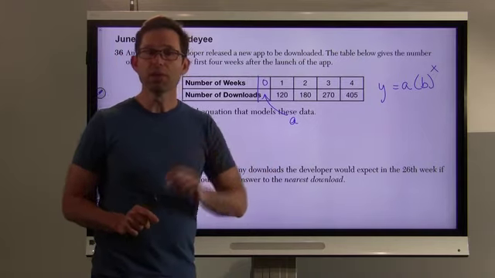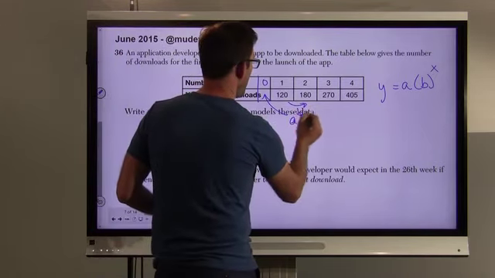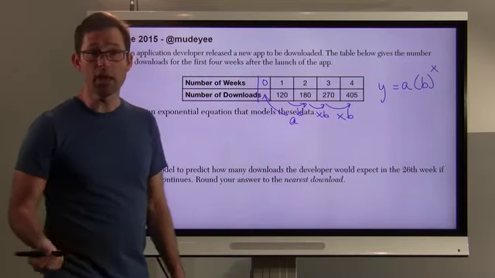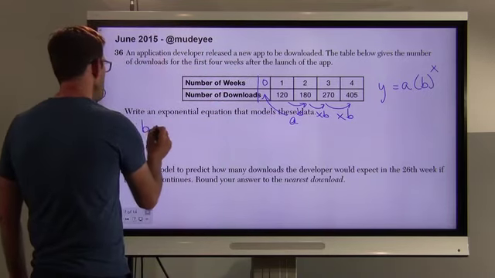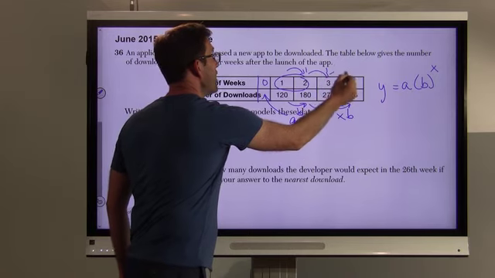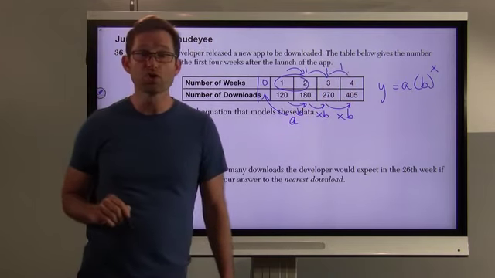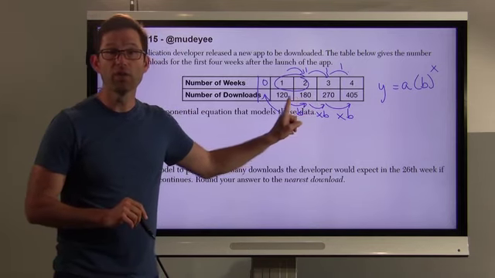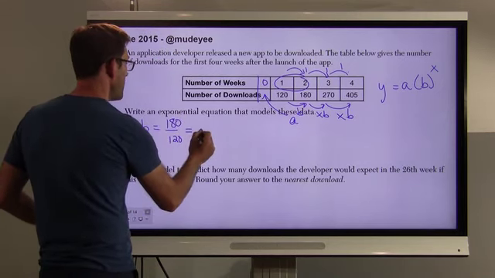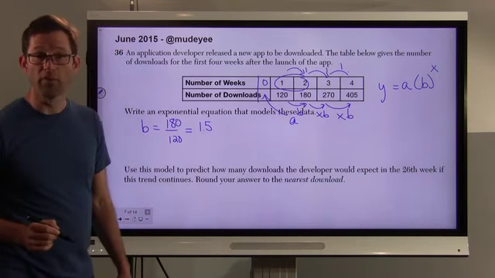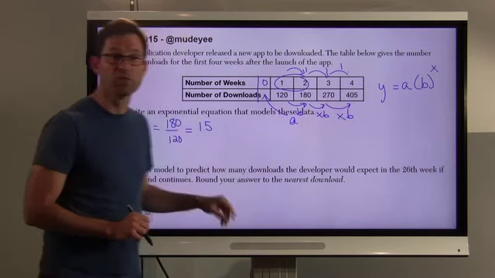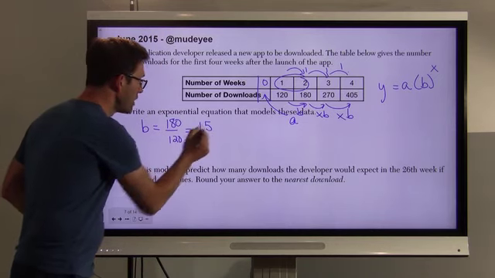Let's worry about B. B is what we have to multiply by each time to get the next output. The easy way of finding B, and it really is easy, with an exponential table that goes up by ones, notice those x values are just different by 1 unit each time, all you have to do is do one y value divided by the previous one. So you just have to do 180 divided by 120. And what you find is B is 1.5, and you can check that. You can do 270 divided by 180, and you'll get 1.5. You can do 405 divided by 270, and you'll get 1.5.